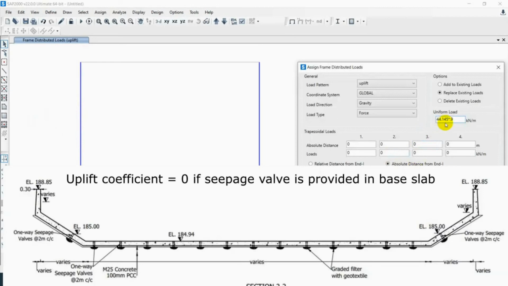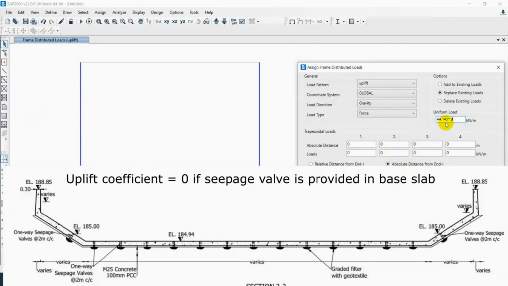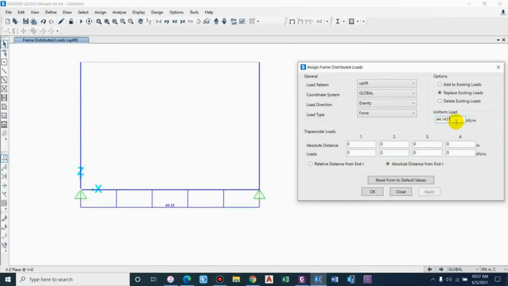But this type of drainage is not practicable for all types of structure, because in some cases the infiltration of the groundwater may contaminate the water quality, so we have to consider that as well. So it is only practicable where the infiltration of the groundwater does not compromise the use of the water. So for now, let us not provide any uplift coefficient. So 44.145 is okay.